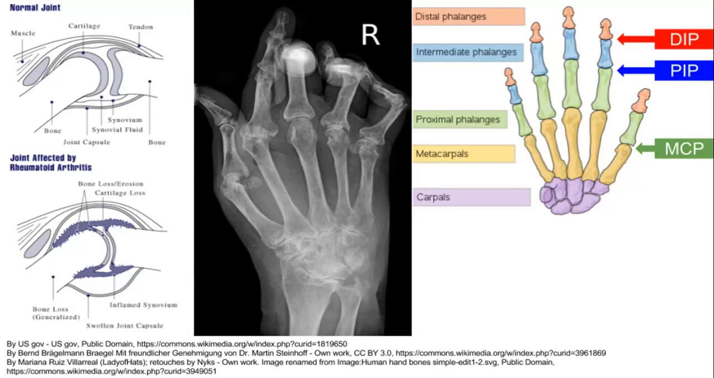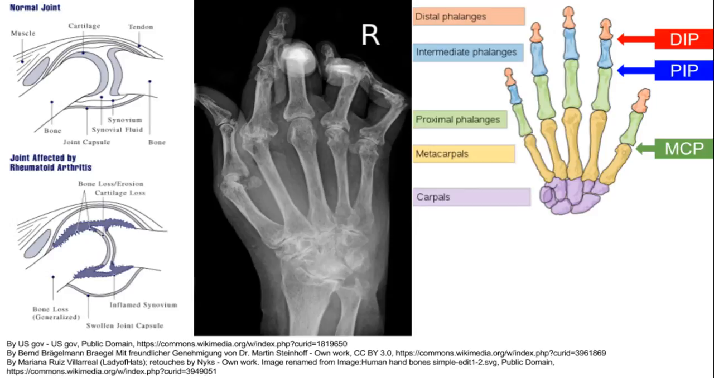What about the hands? Here on the right picture, we can see the bones of the hand. So we have distal phalanges, intermediate phalanges, proximal phalanges, metacarpals, and carpals. These are the types of bones we have. And between these, we have certain joints. For example, the DIP joint, which is the distal interphalangeal joint, the PIP joint, which is the proximal interphalangeal joint, and the MCP, which is the metacarpophalangeal joint.